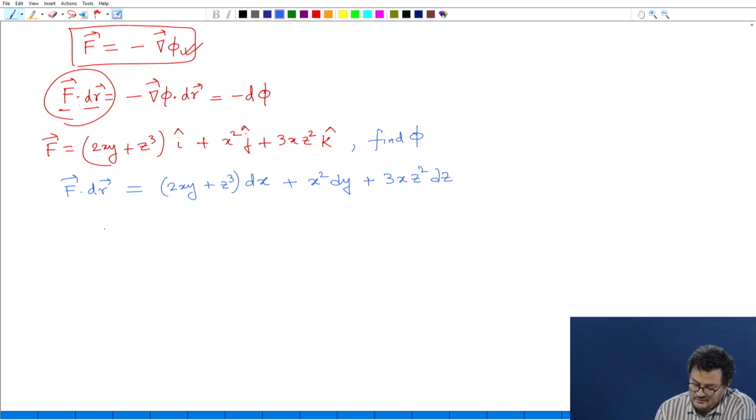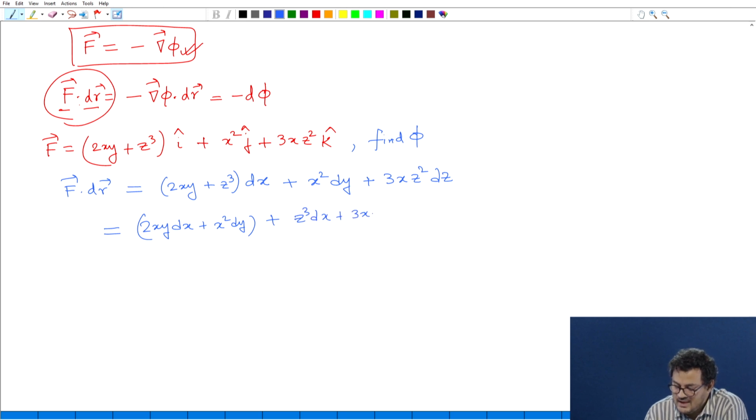Okay. Now, this is something like your high school exercise in casting differential expressions as exact differentials. As you can see, if I take 2xy dx plus x square dy aside, and then take z cube dx plus 3x z square dz separate, then in this part 2x dx is nothing but d of x square, so y is there, I write it like this, and then I write x square dy.